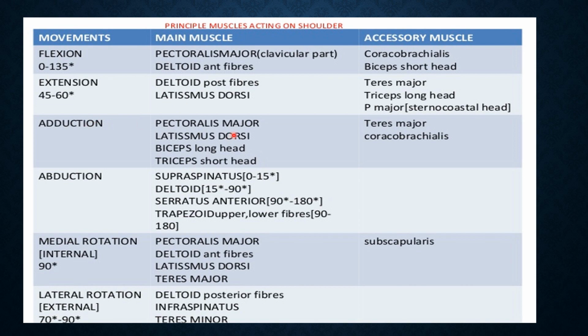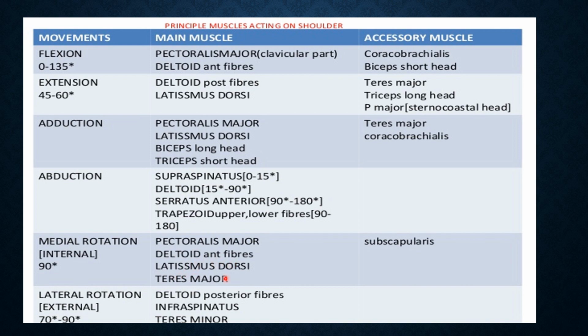Right. For abduction, we have supraspinatus, which carries out from 0 degrees to 15 degrees. Deltoid from 15 degrees to 90 degrees. Then we have serratus anterior from 90 degrees to 180 degrees. And then we have upper and lower fibers of trapezius, that is 90 degrees to 180 degrees, right? Then we have medial rotation: pectoralis major, anterior fibers of the deltoid, latissimus dorsi and teres major. For lateral rotation, we have posterior fibers of deltoid, infraspinatus, and teres minor.